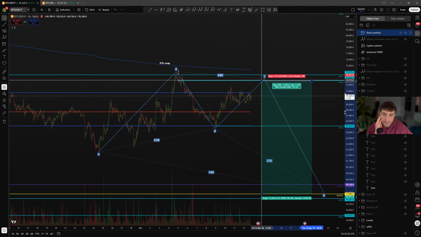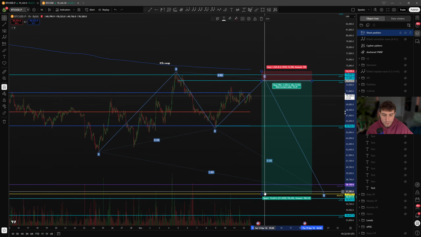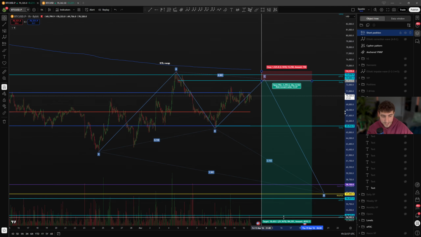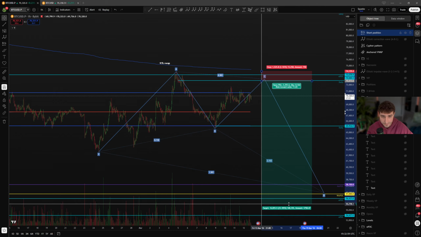And that gives you a really clear setup. You just put your stops above the invalidation there and you look to play this as a short swing down into these lower confluence zones.